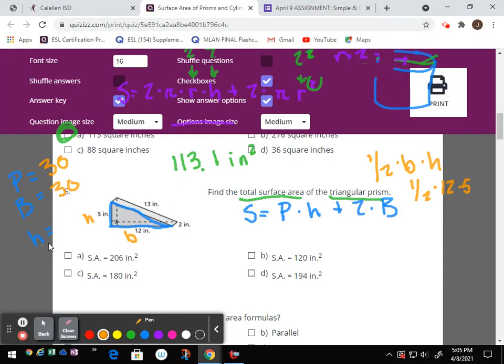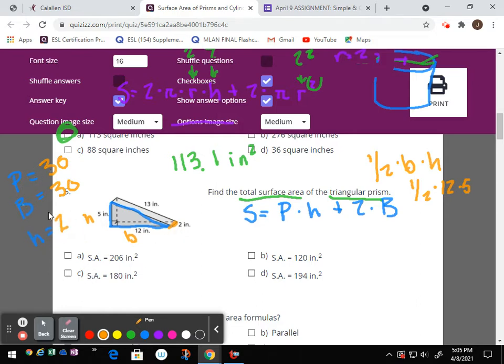Okay. And the height of the 3D image is not 5. 5 is the height of the triangle. Again, we have a base in the front and a base in the back. We have a triangle in the front. We have a triangle in the back. How far away are these 2 triangles from each other? We see that they are 2 inches away from each other. So height is 2.